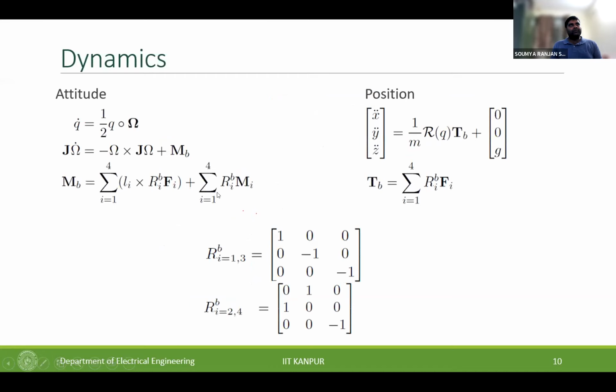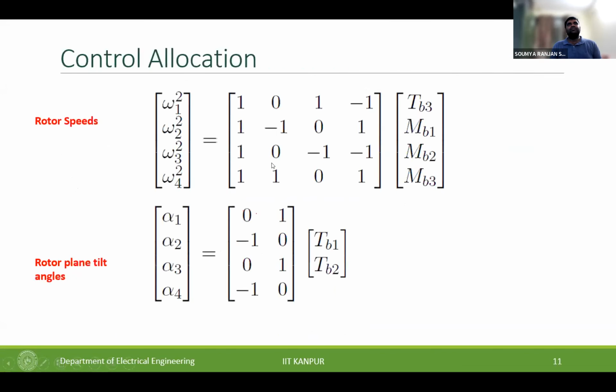So whatever controller we design, it will give us these moments, which is MB, and the forces, which is TB, that are required to follow a certain command, like following a certain reference trajectory for position and a certain reference trajectory for the attitude. So the control law gives us this. Now these are to be realized in the form of angular speeds of the propeller and the tilting of the propeller. So this is a rough map that tells us how it can be done. This is one of the allocations that we had done.